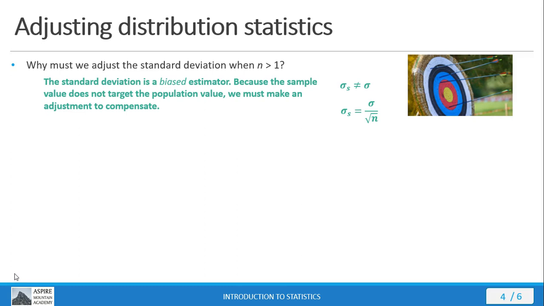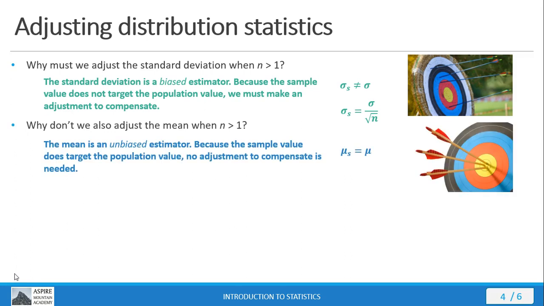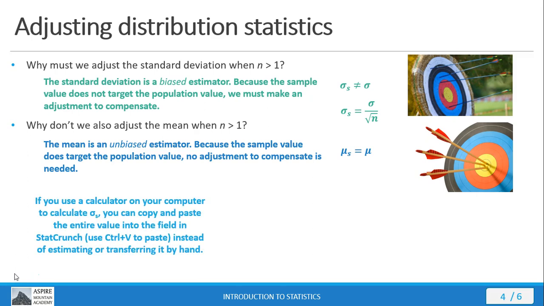This also explains why we don't also adjust the mean value. Okay, because remember, the mean is an unbiased estimator. So there's no bias to compensate for in this estimator, and that's why we can just take the value as is, regardless of what our sample size is, because the mean is an unbiased estimator. So we don't need any adjustment to compensate.